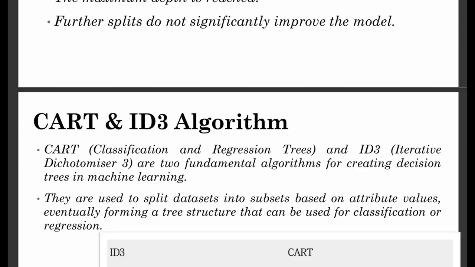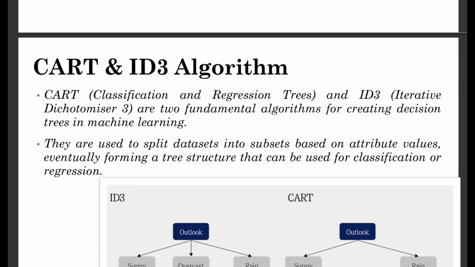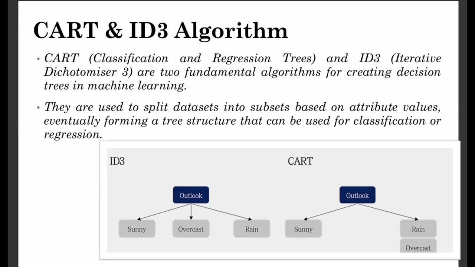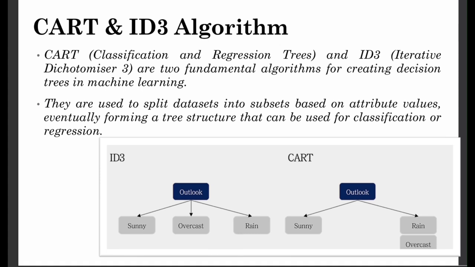Now coming to the ID3 algorithm. The ID3 algorithm is one of the most famous decision tree algorithms, developed by Ross Quinlan. It builds trees by recursively selecting the attribute with the highest information gain at each step. Let me walk you through it.